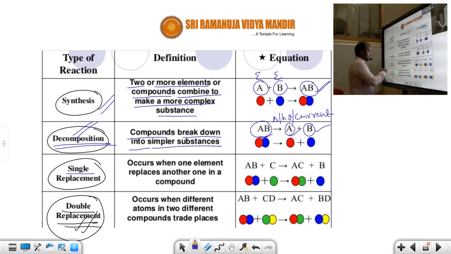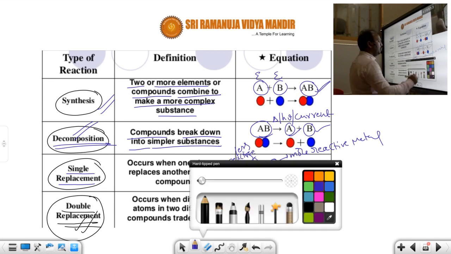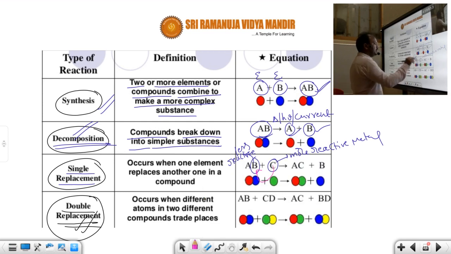After that, single displacement or replacement reactions. What is a single displacement or replacement reaction? Suppose C is a more reactive metal and B is a less reactive metal. We know that the more reactive metal C displaces the less reactive metal B from its aqueous salt solution, and that is called a chemical displacement or single replacement reaction.